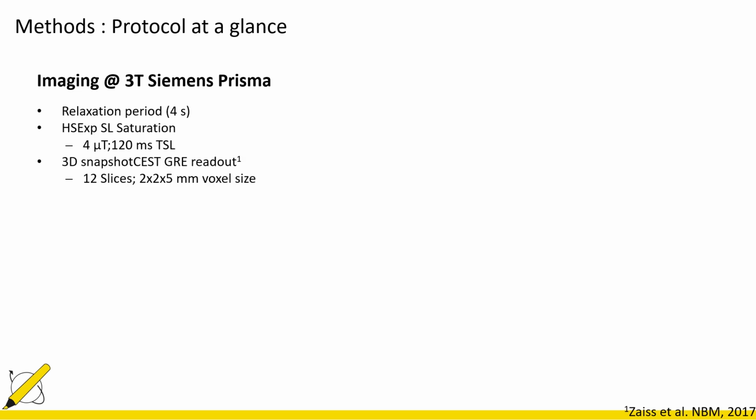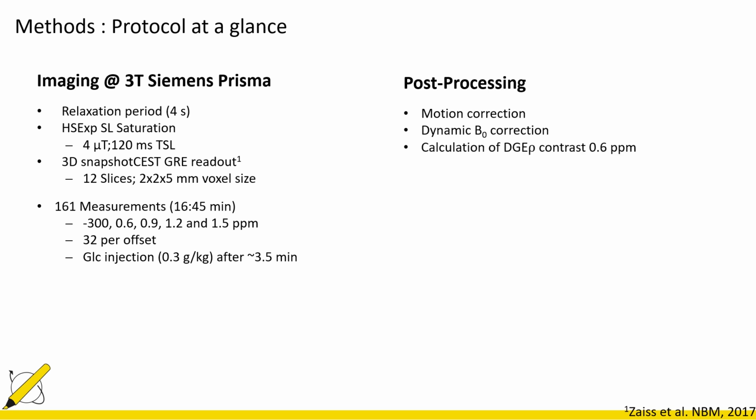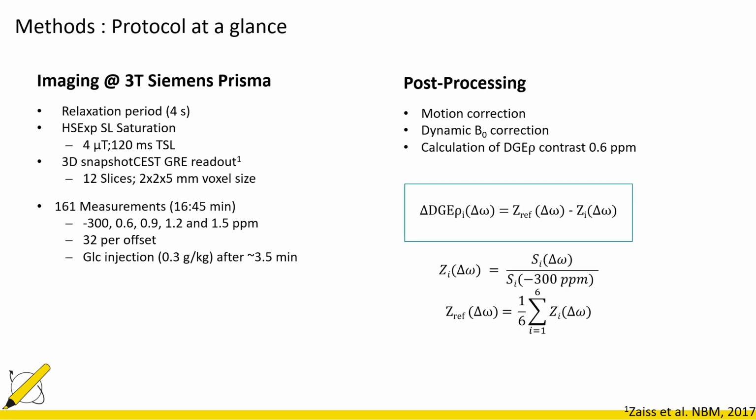Before we move on to the results, just a quick overview about our protocol. So after a relaxation period, we apply our spin lock saturation, which is then followed by a 3D snapshot CEST readout. We do this for approximately 70 minutes at the frequency offsets I just mentioned, and after 3.5 minutes we start to inject the glucose. Then after the measurement we do the post-processing steps I just mentioned, and we calculate our DGE contrast at 0.6 ppm, where we just subtract the images after the glucose injection from the baseline images before.